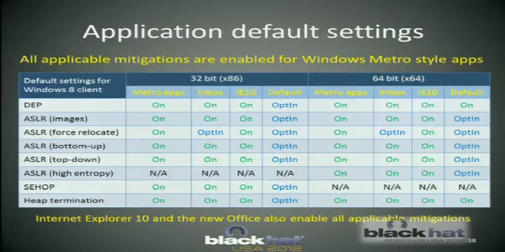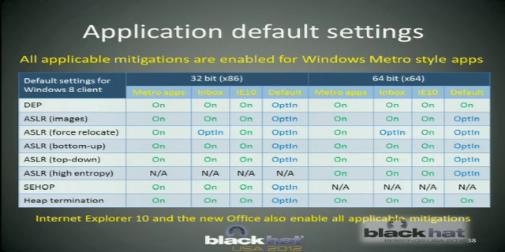In terms of application default settings, a couple of noteworthy things here. For the new Windows Metro style applications, again, we had an opportunity, where we have a new development platform that applications are being developed against. Because of that, we didn't have the same type of application compatibility concerns that we have with existing desktop applications. So we've taken steps to turn on mitigations for all Metro style applications that are developed for Windows 8. This includes DEP, ASLR, force relocate images, bottom-up and top-down randomization, and SEHOP, which we didn't talk about in this talk, but has been supported since Windows 7 and Windows Vista SP1.